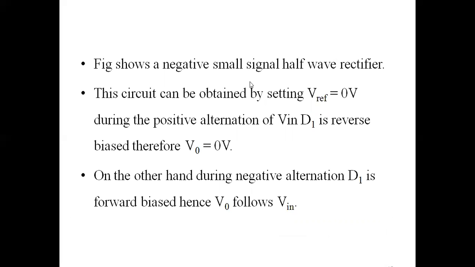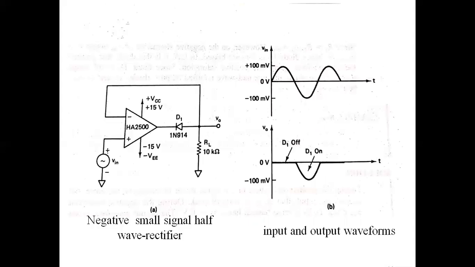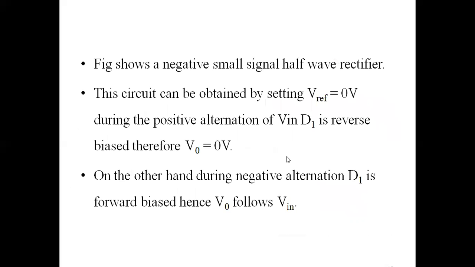This circuit can be obtained by setting the reference voltage to 0. During the positive alternation, the diode D1 is reverse biased, so no current flows through the circuit and the output voltage is 0. Therefore in the positive half cycle, the diode D1 is off.